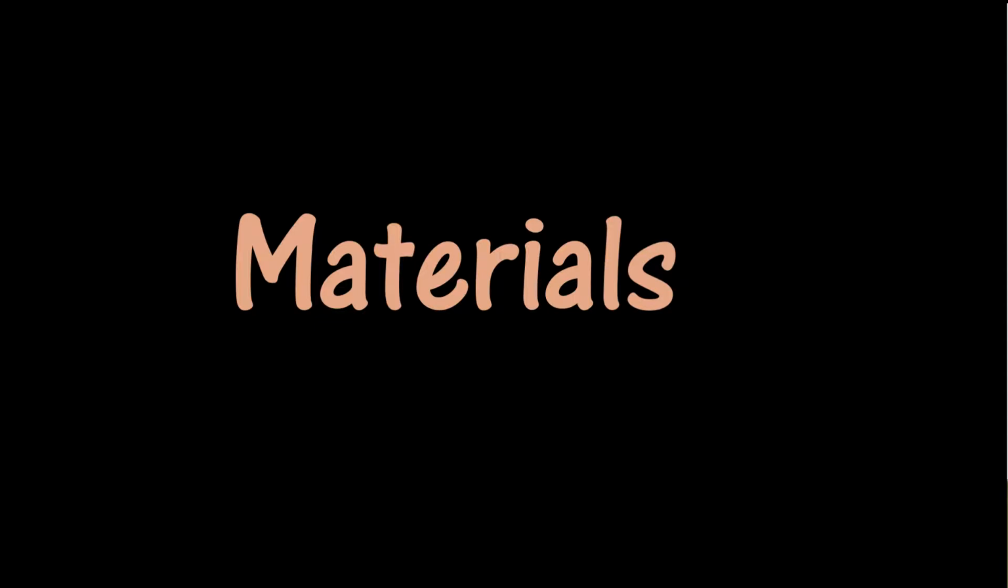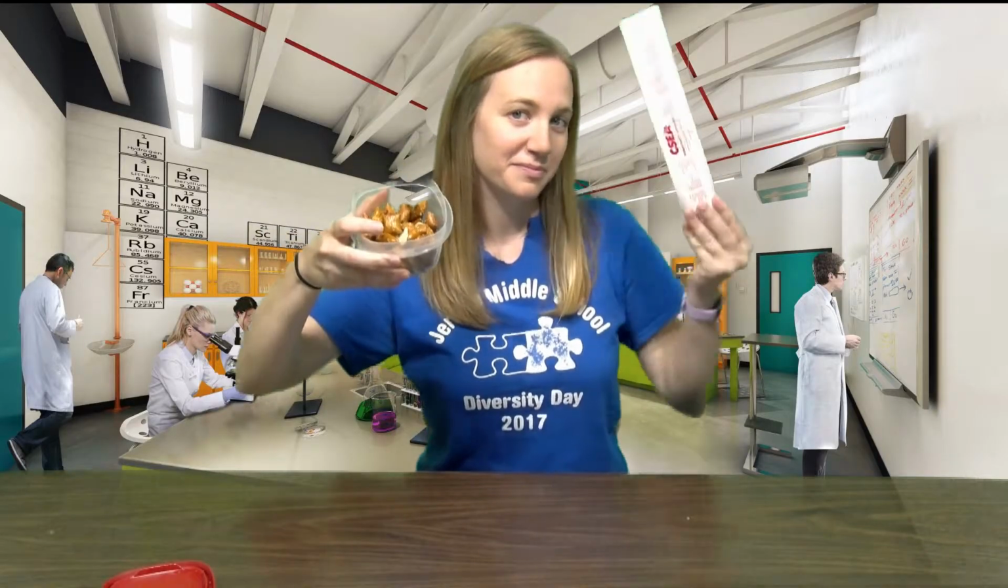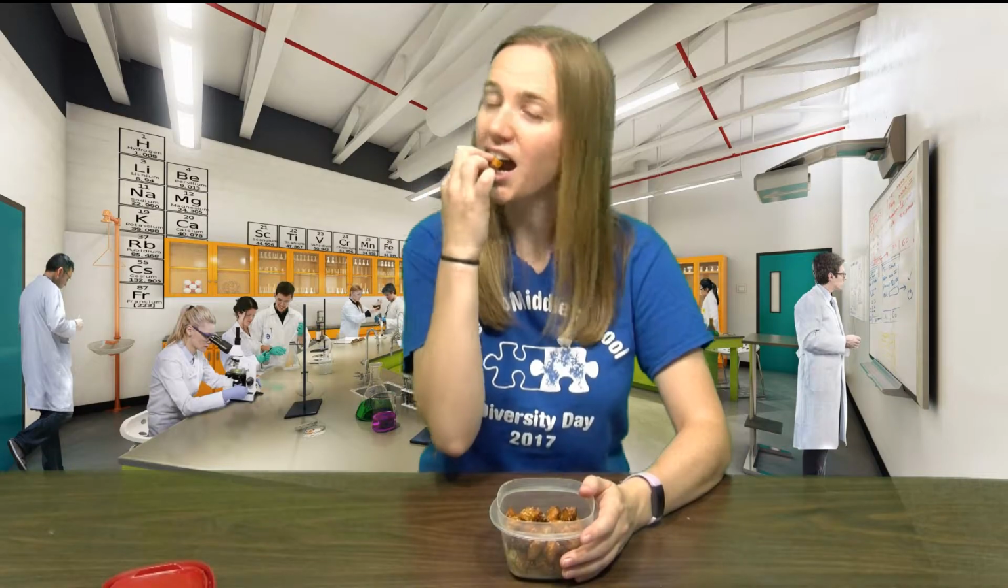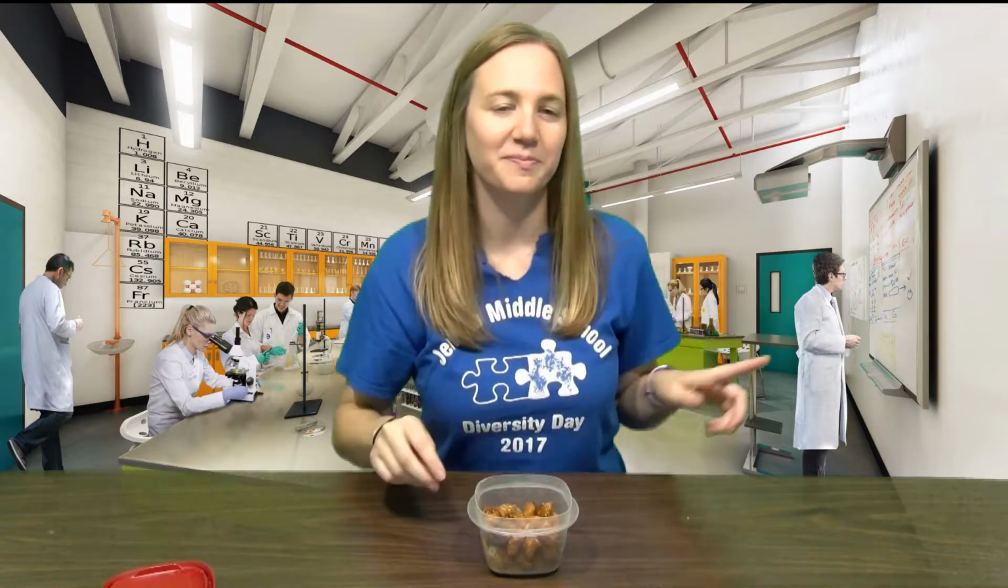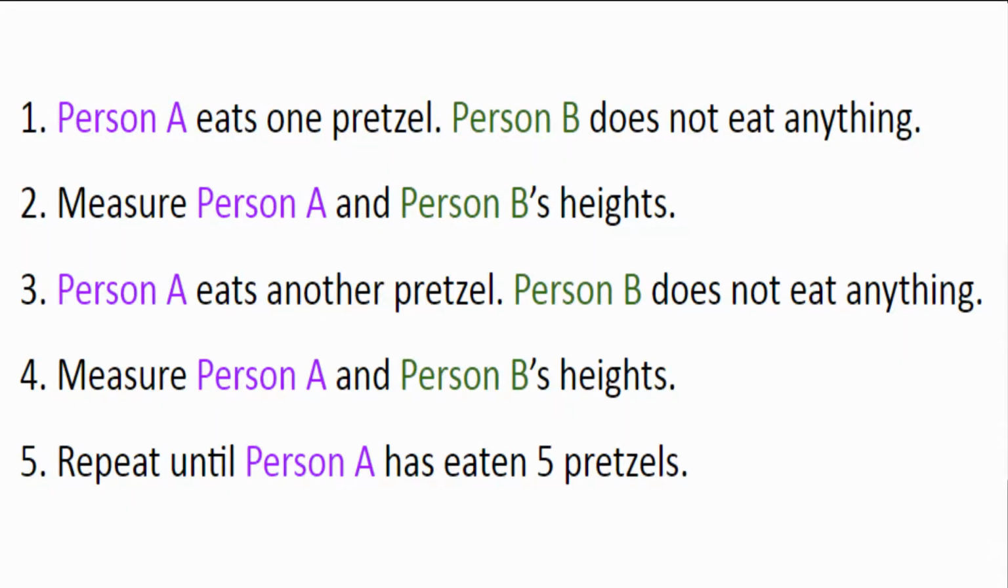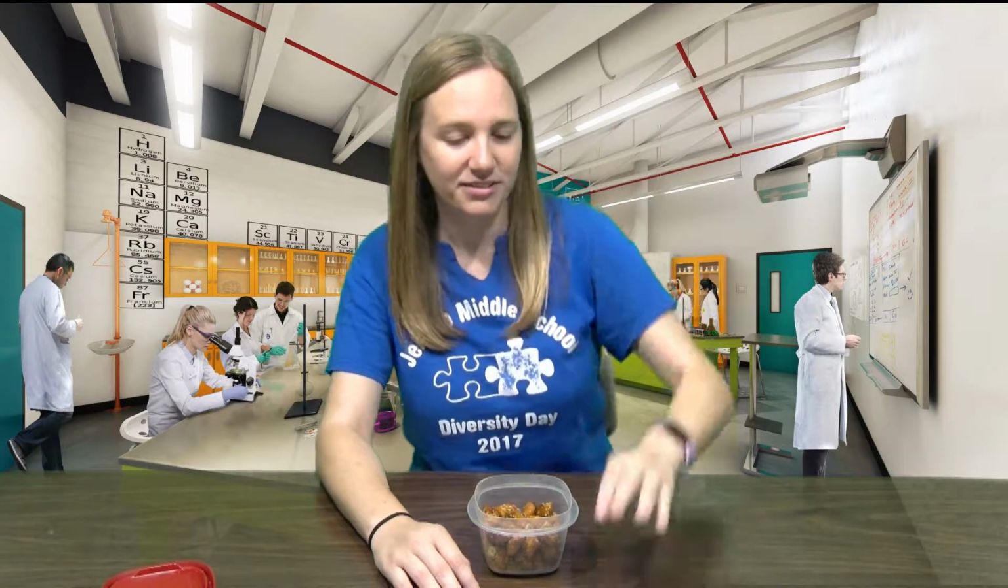For materials, we will need pretzels and a ruler. The procedure will be: 1. Person A eats 1 pretzel. Person B does not eat anything. 2. Measure person A and person B's heights. 3. Person A eats another pretzel. Person B does not eat anything. 4. Measure person A and person B's heights. And repeat this until person A has eaten 5 pretzels.